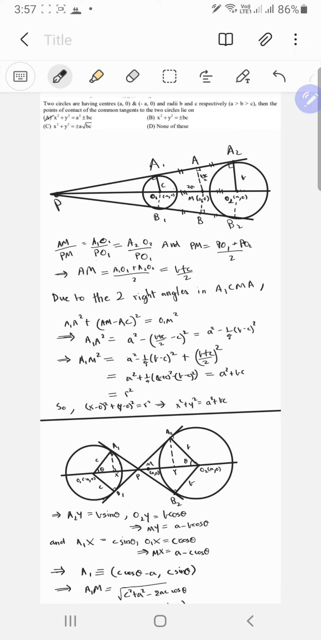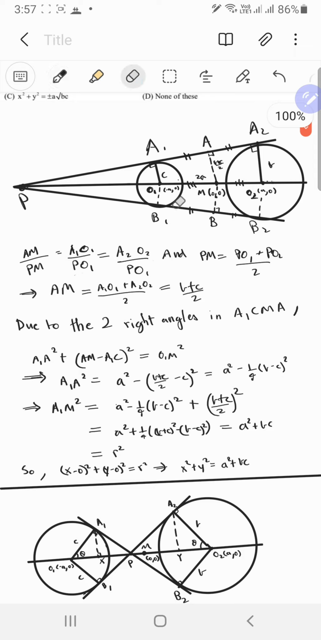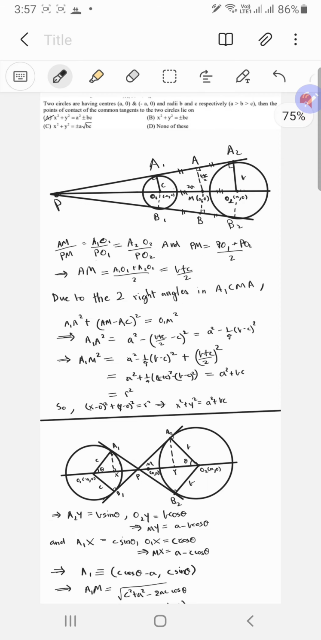You have O1 and O2 as the centers, then there's the origin which I've called M, and then you have all these other important points. The first thing we do is go for the similarity relation. So that is AM upon PM equal to A1O1 upon PO1, which is equal to A2O2 upon PO2. Oh, it's PO2 over there, so this should be PO2, right? Okay, and next we can go for this equation: PM equal to (PO1 plus PO2) upon 2. Basically PM is PO1 plus a and PO2 minus a, and that's why this is true.